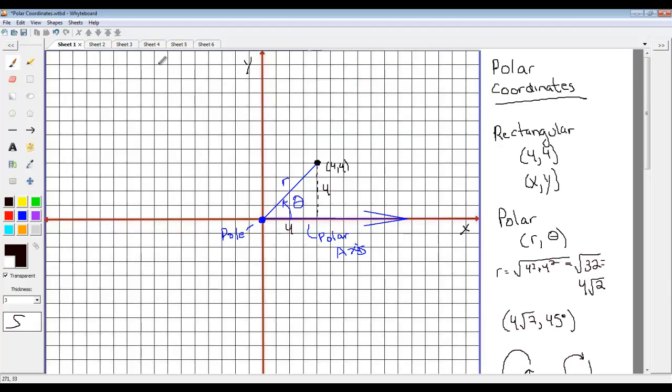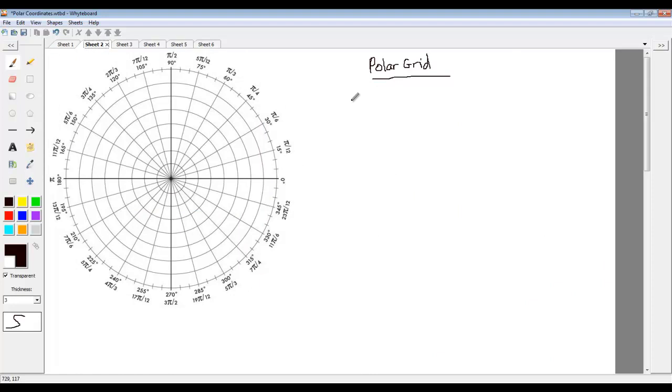But if you're going to graph something like 4 square roots of 2, 45 degrees on the polar grid, what you do is you look at the angle. You start from 0 degrees, right here, the polar axis. The pole's here in the middle. You start from the polar axis and you find your angle. In this case, positive 45 degrees. There it is. And then 4 square roots of 2.